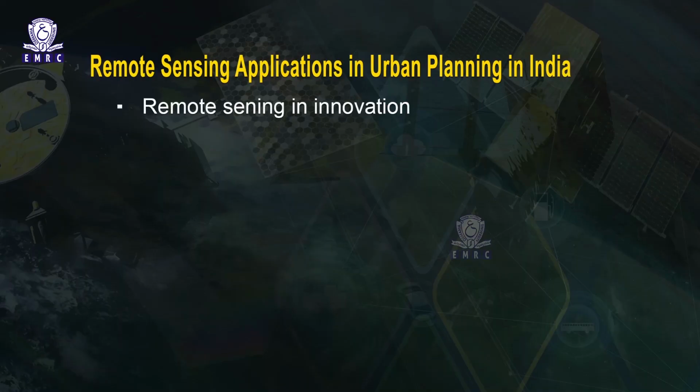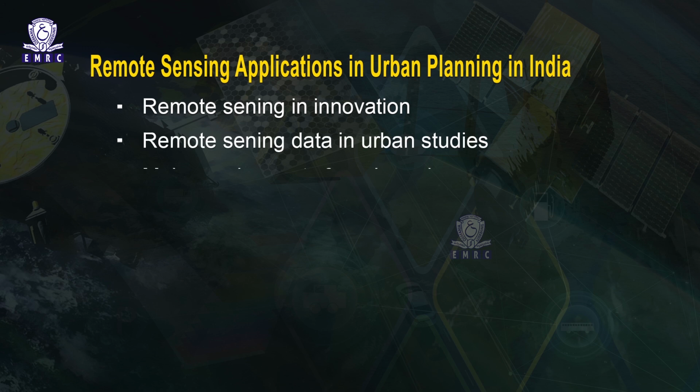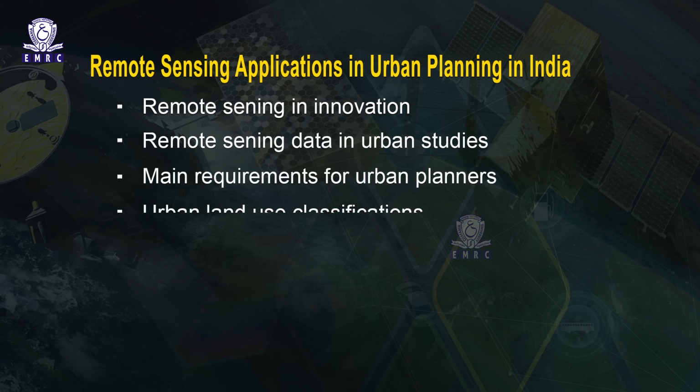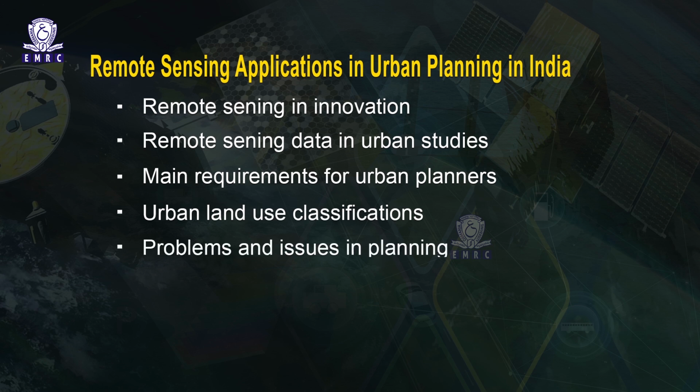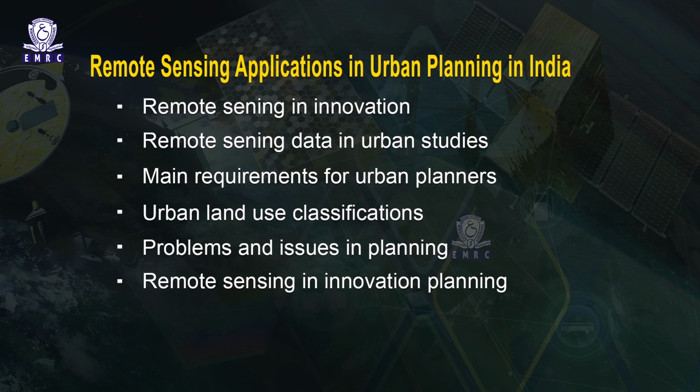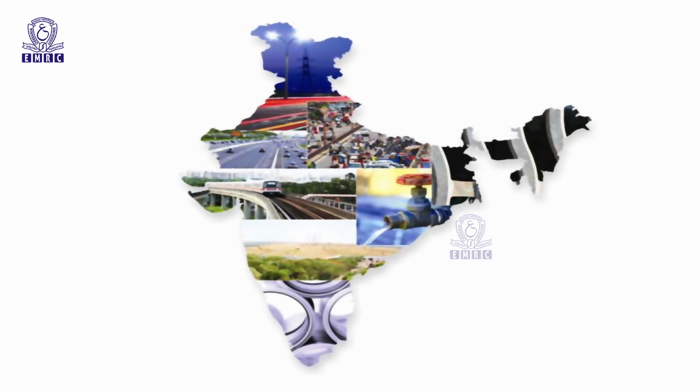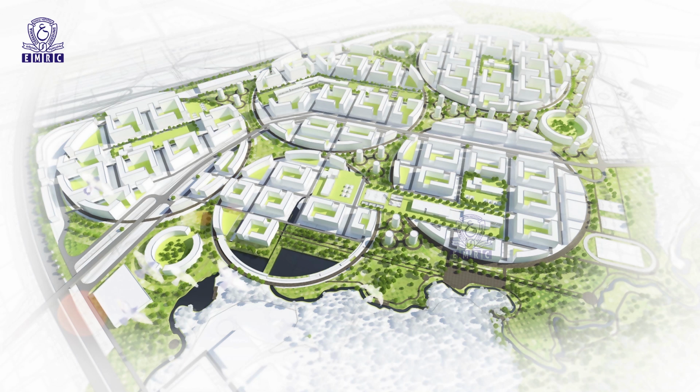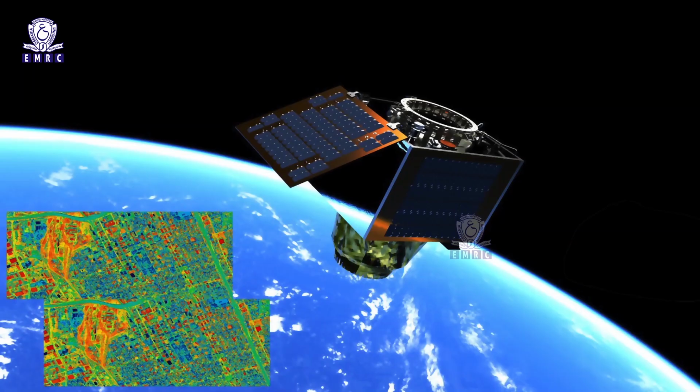Remote sensing in innovation, remote sensing data in urban studies, main requirements for urban planners, urban land use classifications, problems and issues in planning, remote sensing in innovation planning. In India, the complexity of urban development is so dramatic that it demands immediate action and perspective physical planning of the cities and towns. The dynamic nature of the urban environment necessitates both macro and micro level analysis. Therefore, it is necessary for policy makers to integrate remote sensing with urban planning and management.